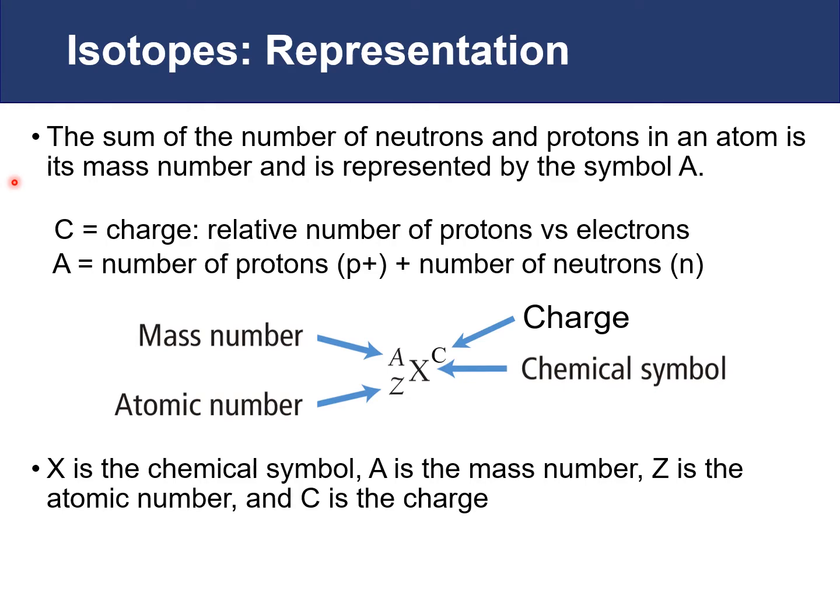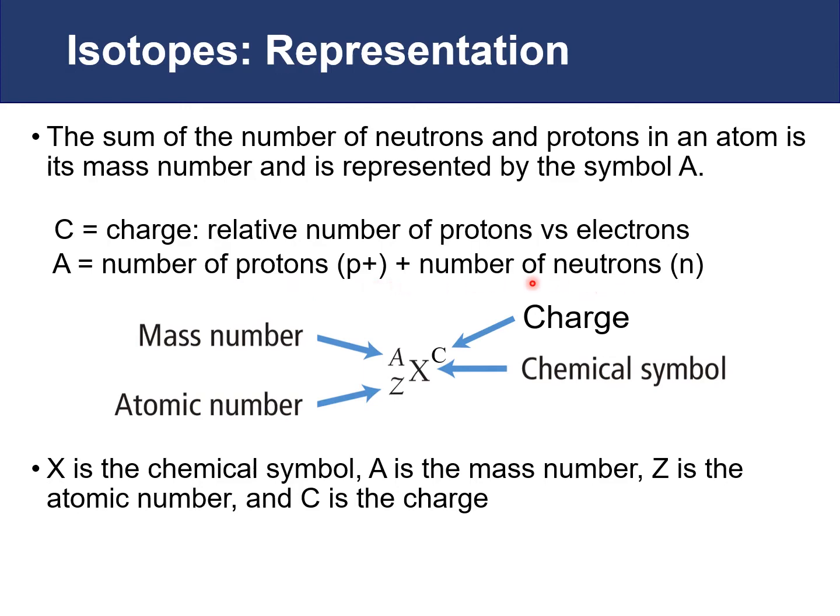There is a common representation shown here below that gives all the information that one would need for a particular atom. It comprises 4 different values, although often the charge is left out if the charge is 0. In the upper left corner, you have A, which is the mass number. The sum of the number of neutrons and protons in an atom is its mass number and will be represented by the symbol A. So again, A is the number of protons, which have a positive charge, plus the number of neutrons.